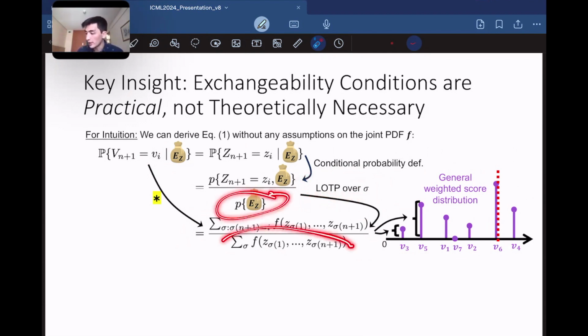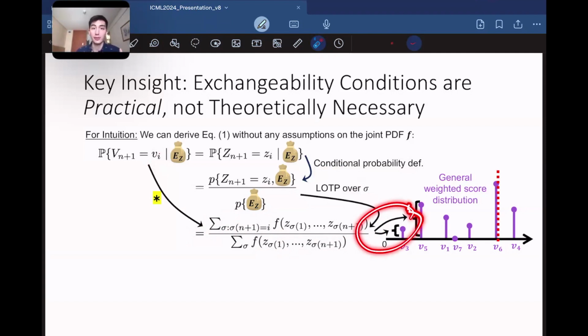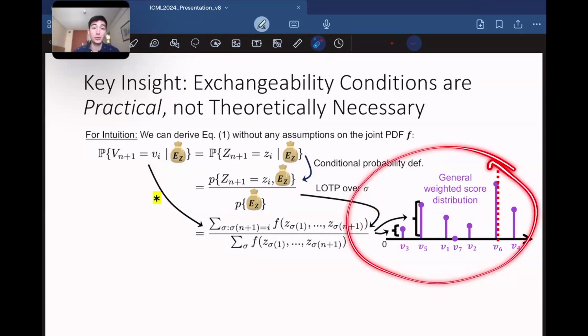Looking at the denominator, the density of observing a specific bag of data points can be thought of as the sum over the density for each different ordering in which we could have observed those data. And then the numerator is just a specific set of permutations, the set of permutations that map the test point index n+1 to the index I. And so in our paper, rather than premising a form of conformal prediction on a definition of exchangeability, we proceed directly from this step to derive this general form of conformal prediction.